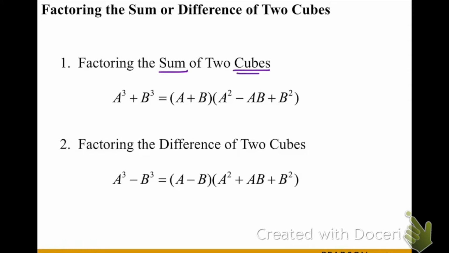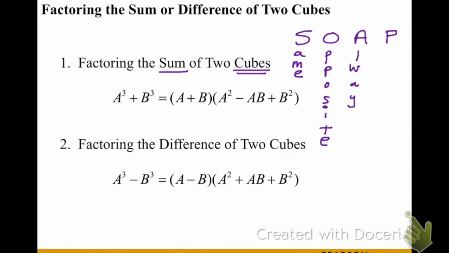Factoring the sum of two cubes. First of all, we have to make sure that we learn the acronym SOAP, which stands for same, opposite, and then finally, always positive. If we look at factoring the sum of two cubes, in this case a cubed plus b cubed, this means that we need to be able to take the cube root of both the first and second term.